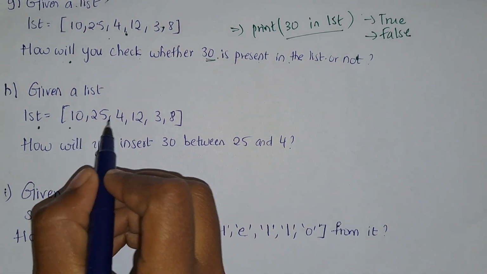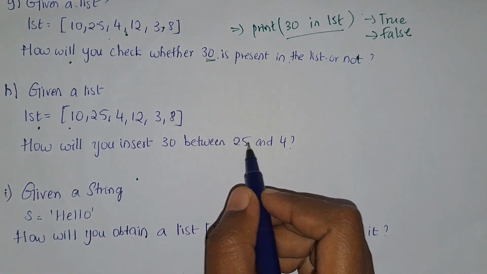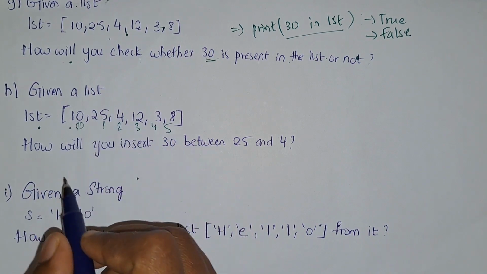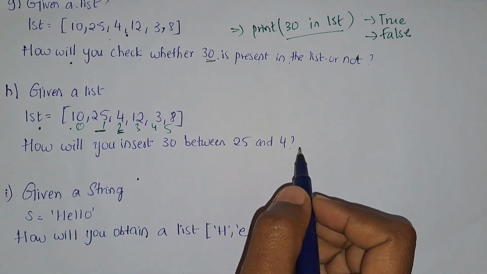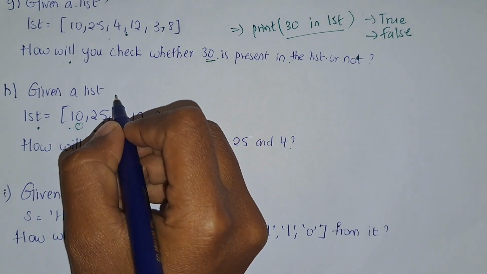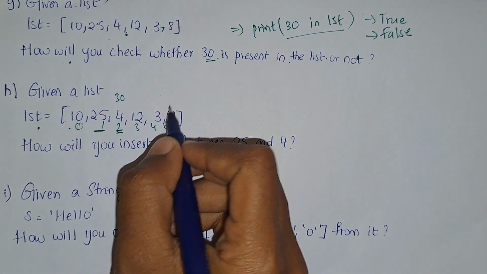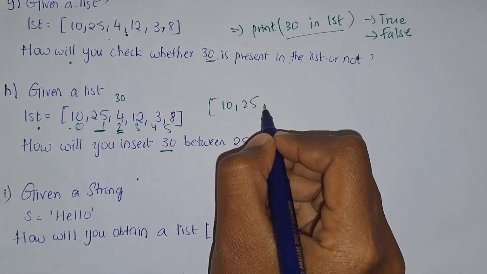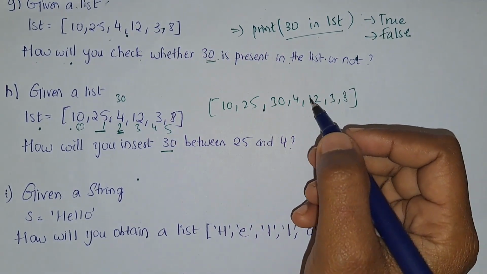And here the given list is the same as before, but the question is, how will you insert 30 between 25 and 24? If you observe the indexes of the given items in the list, the index of 25 is 1 and of 24 is 2. But between them we have to insert the element 30. That means at index 2 we have to insert 30. Then all the remaining elements will be shifted rightwards. As we insert 30 there, it will become like this.